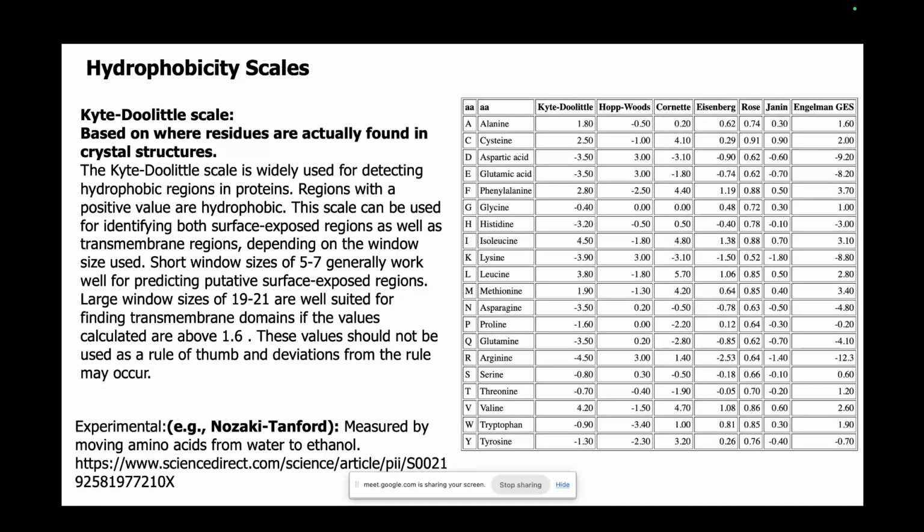You just say it's hydrophobic or hydrophilic in nature. It's a qualitative trait that you're describing, right? But how hydrophobic is it, or how hydrophilic is it? We need some scales to tell that, right? So there can be different types of scales. One would be finding it experimentally.